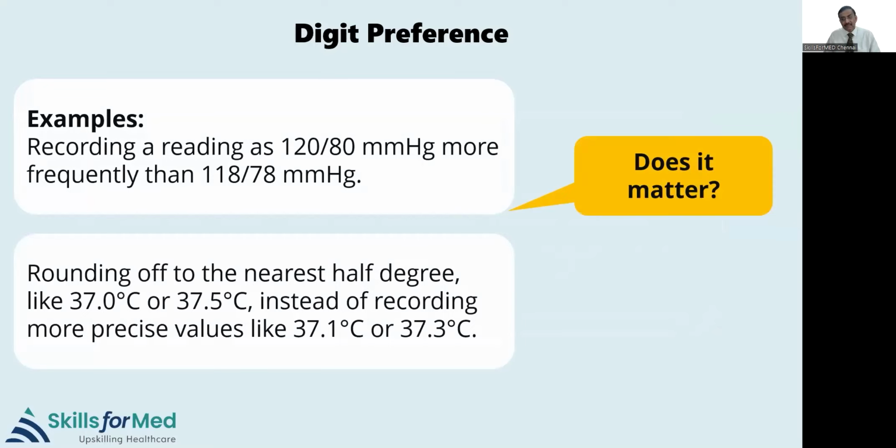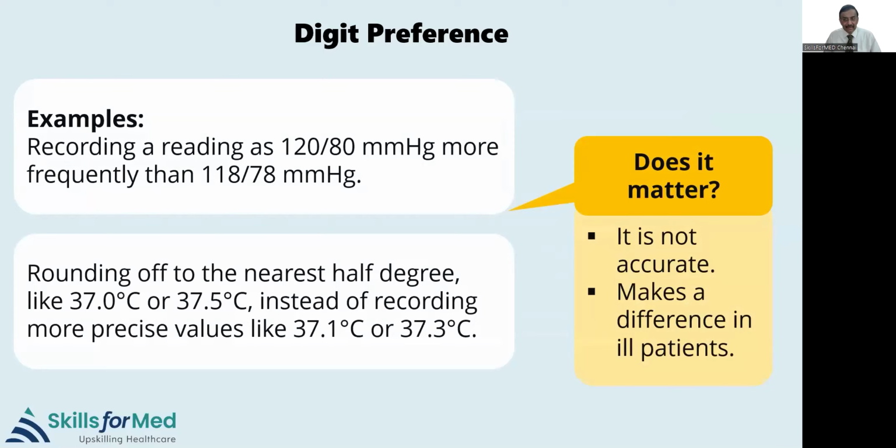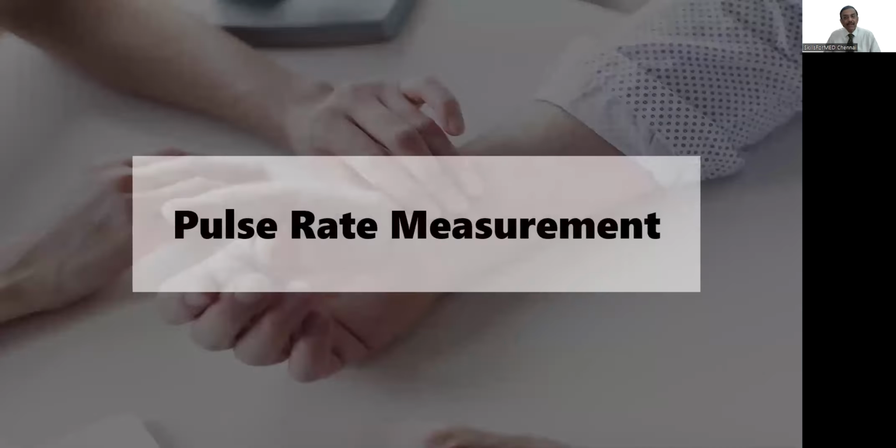Does it really matter, you may ask. One is, if you're really wanting to provide quality, then it is not accurate. We want to provide the highest quality, then you are not actually noting down the accurate measurement. So people might criticize you for that. And it makes a difference definitely in ill patients. So that is why the digit preference is being talked about. So let's go one by one, and I'll point out the errors which can happen and how to avoid them.